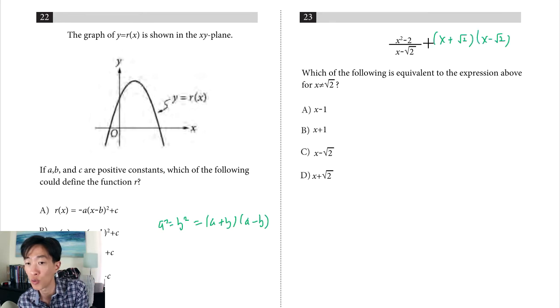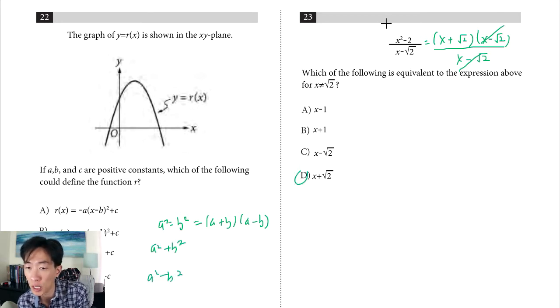And that works out really nicely because look what you have on the bottom, x minus rad 2, and then these two terms divide out. You're left with x plus rad 2, and D is the answer. But when I was looking at this, the reason that I was thinking the difference of two squares is because right underneath the 2, I saw the rad 2. And then I was like, oh, that kind of looks interesting.